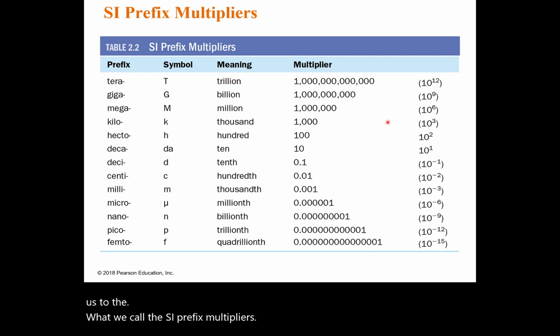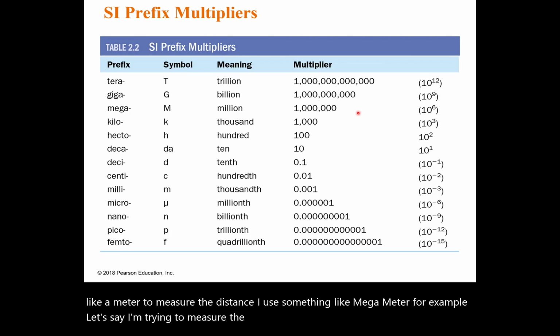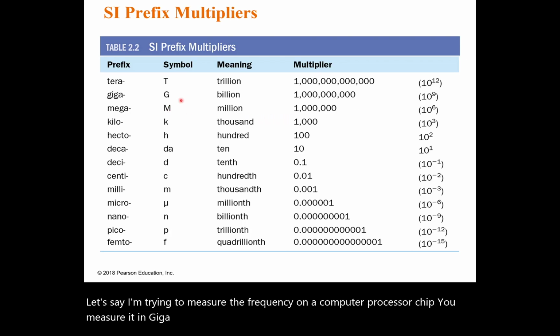If I'm measuring something that has a great distance, I'm not going to use something like a meter to measure the distance. I'll use something like megameter. Okay, for example, let's say I'm trying to measure the frequency on a computer processor chip. You measure it in gigahertz, right? So we use gigahertz. So you see that giga, it's a billion hertz. We don't use hertz to measure that.